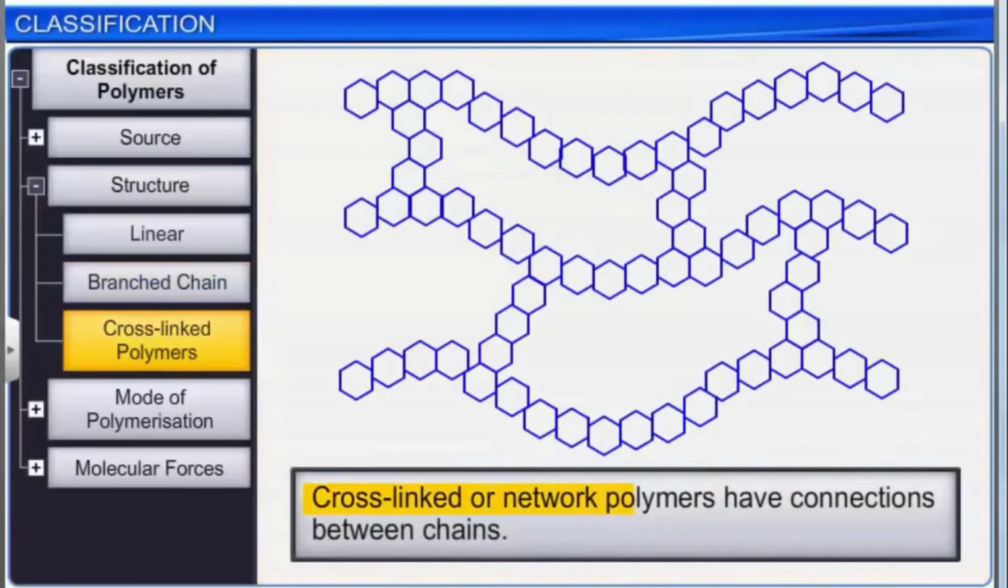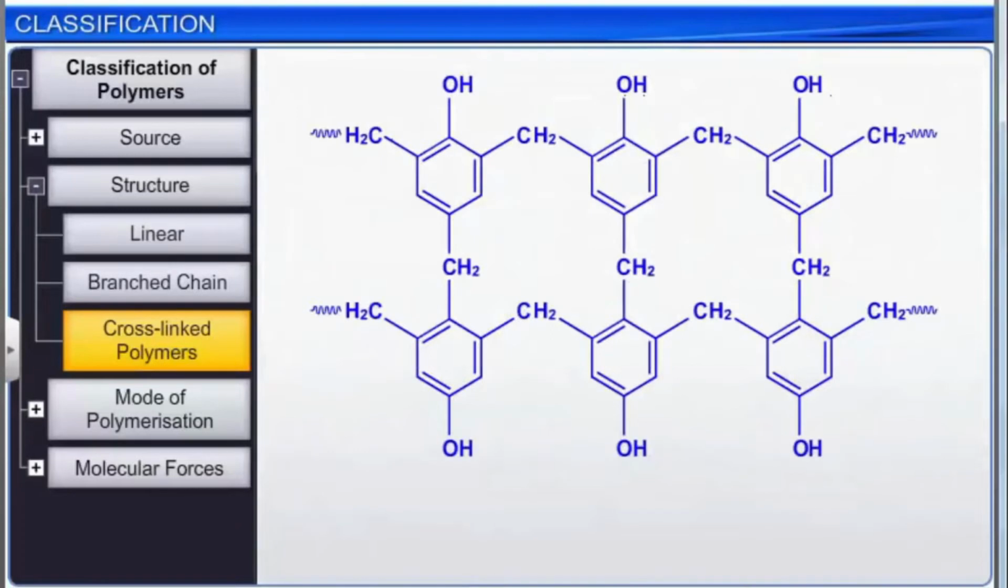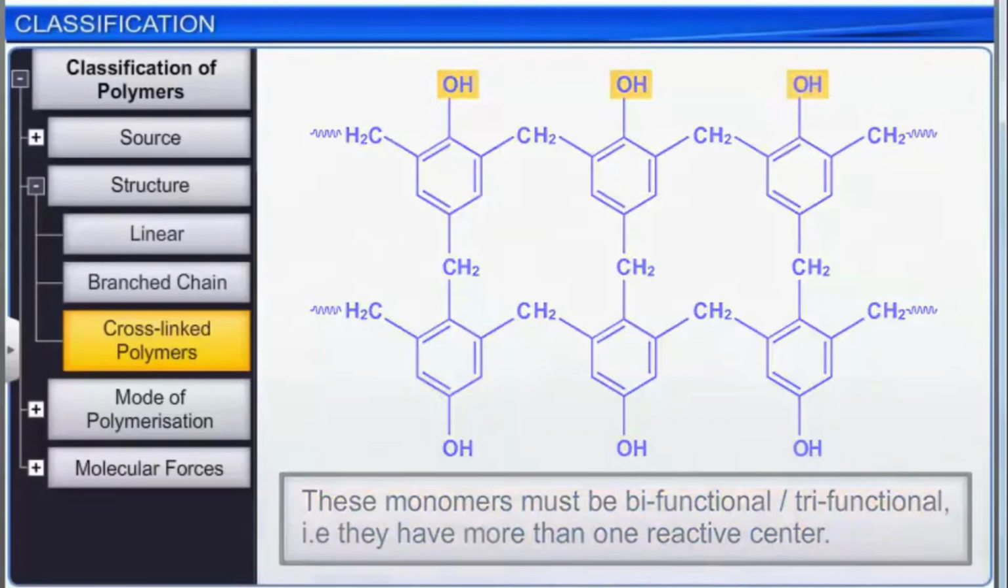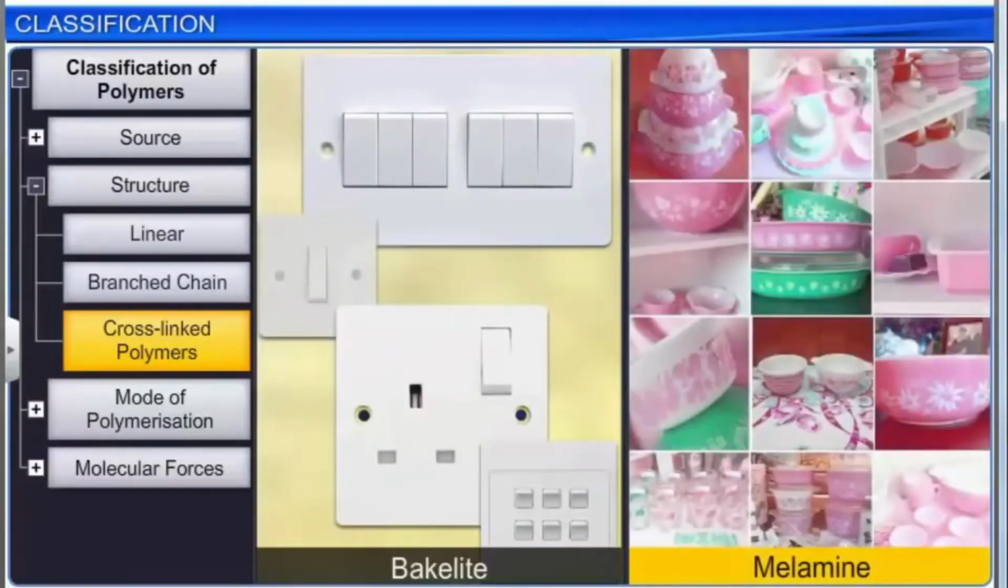Cross-linked or network polymers have connections between chains. These connections are strong covalent bonds that link various linear polymer chains. In order to form the covalent bonds connecting the chains, the monomers in cross-linked polymers must be bifunctional or trifunctional, meaning that they have more than one reactive center. Examples of cross-linked or network polymers are Bakelite and Melamine.